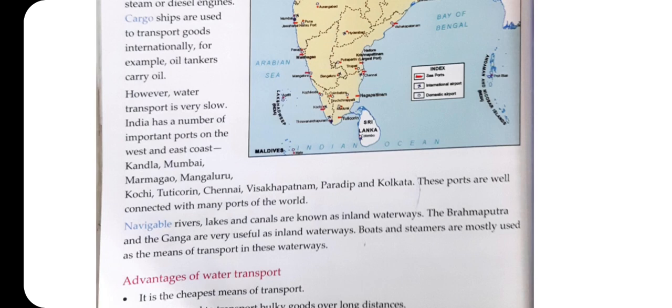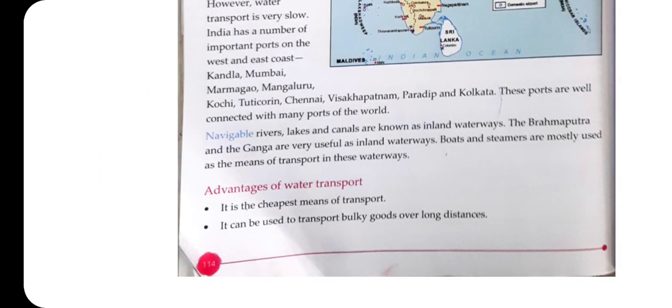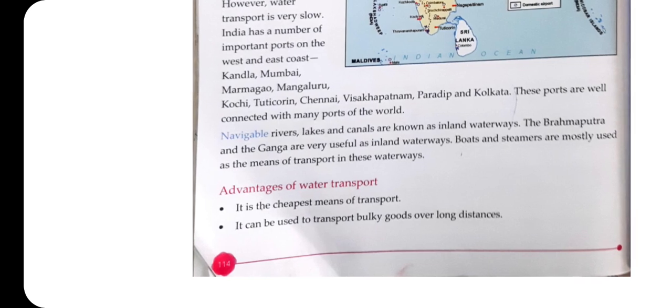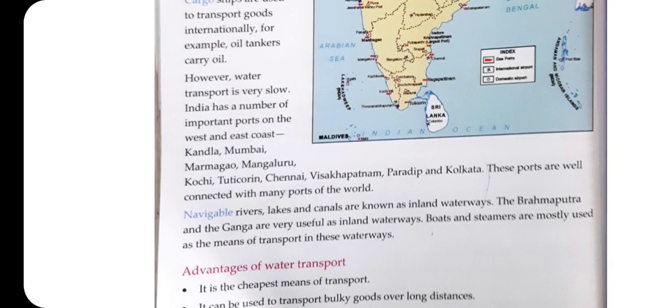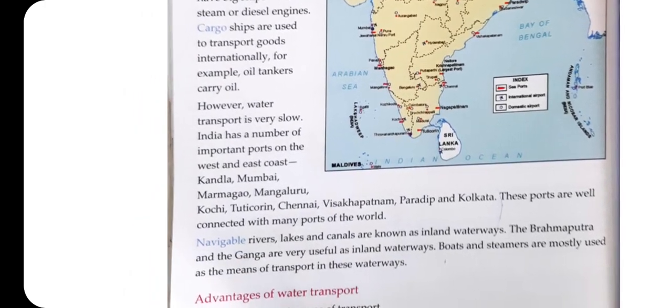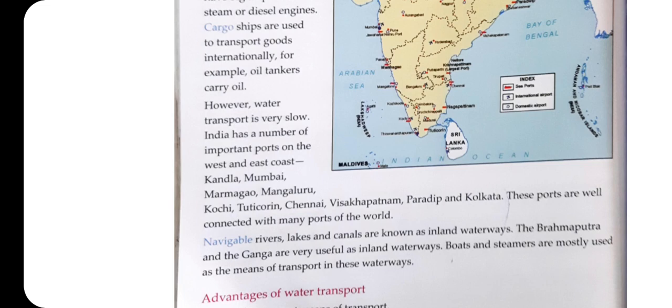What are the advantages of water transport? It is the cheapest means of transport. It can be used to transport bulky goods over long distances. Bulky means heavy. So, water transport is the cheapest means of transport. And which is the expensive means of transport? Air transport.